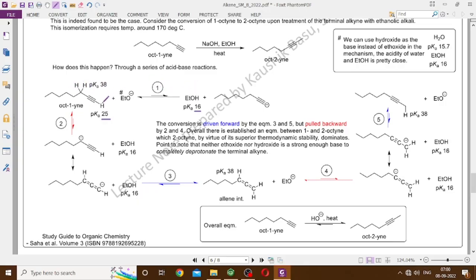As much as we would like to deprotonate this hydrogen all the time, there are also other hydrogens that can be deprotonated from this molecule, and the conjugate base developed here can also get some resonance stability.